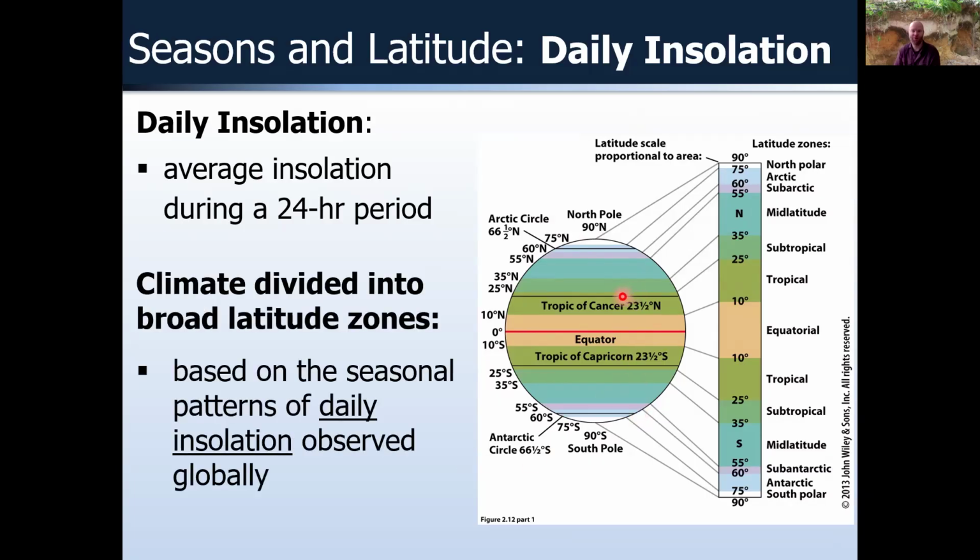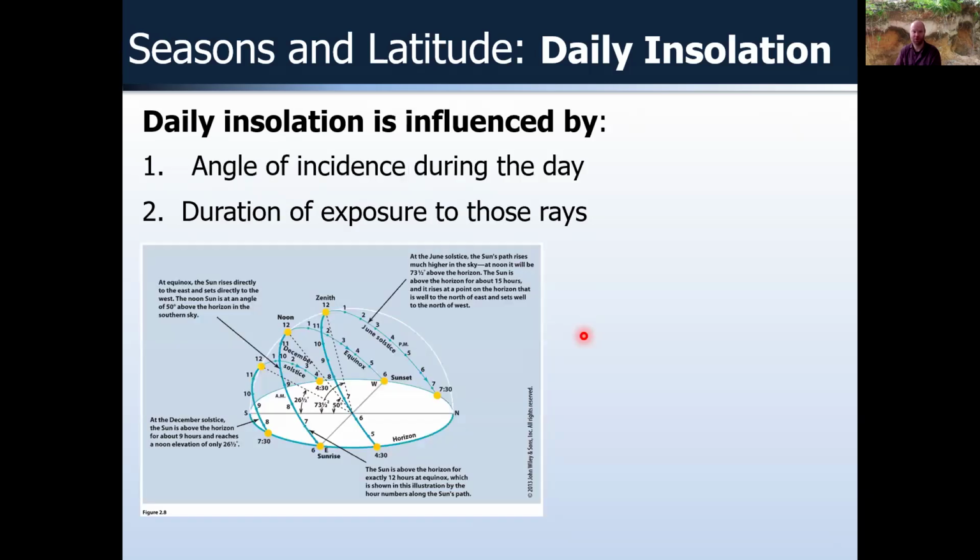Again, even though the North Pole is receiving more energy on the summer solstice over a 24-hour period versus the equator, remember there are also several months of darkness. And so over the course of the year, the North Pole receives, again, 40% less total insolation when compared to the equator.